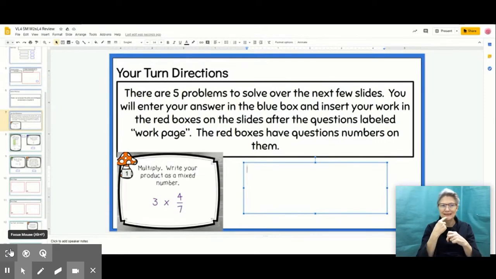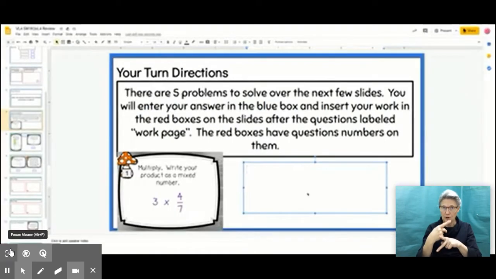It says there are 5 problems to solve over the next few slides, 5 problems including this one. You will enter your answer in the blue box and insert your work in the red boxes on the slides after the questions labeled work page. The red boxes have question numbers on them.